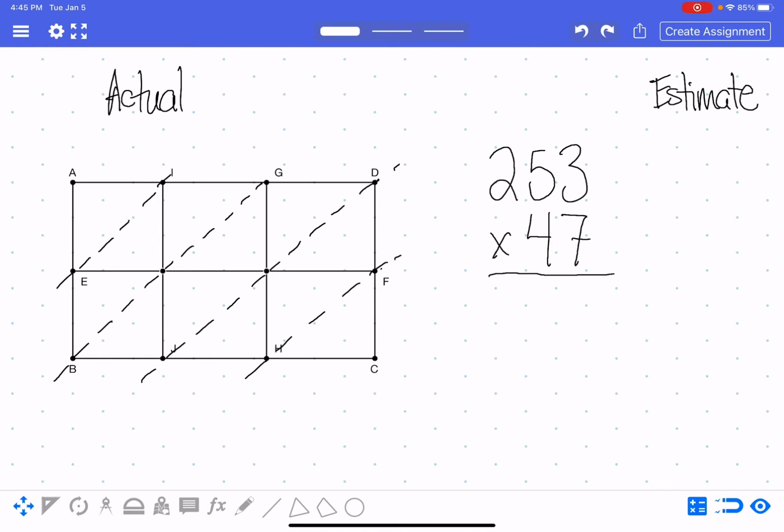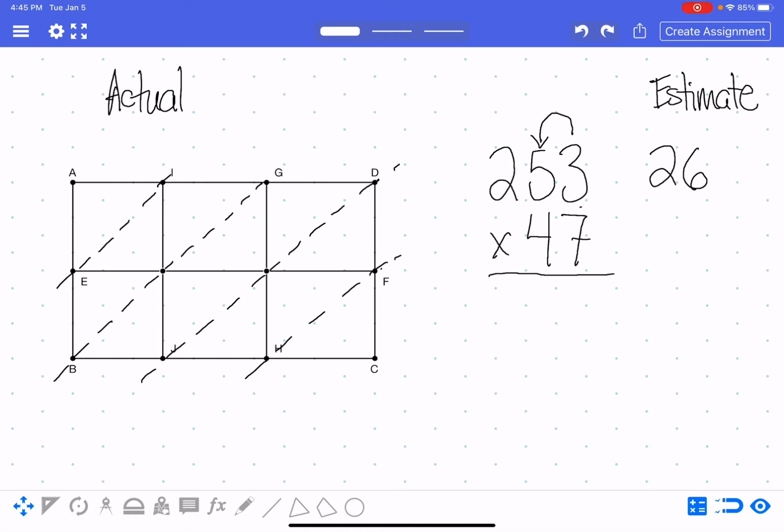We're going to estimate to the nearest 10, because if you estimate to the nearest 10, you end up with a number that's closer to the actual. Okay, and that's the goal of estimating. So if I have 253 and I'm going to round it, I'm going to basically get rid of the ones, and then I will look at the number beside it. 5 and up, we round up. 4 and lower, we round down.